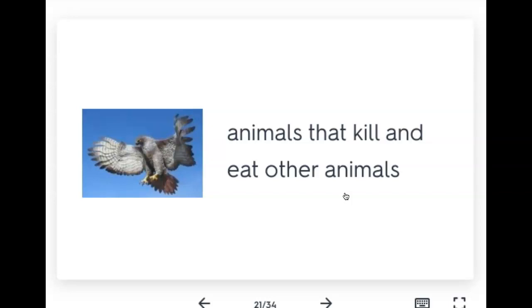Predators are going to be animals that will attack and kill other animals in order to eat them. So birds of prey, raptors are a good example.